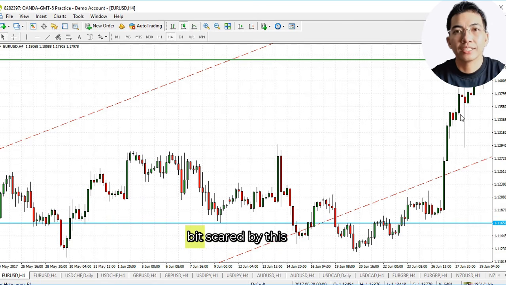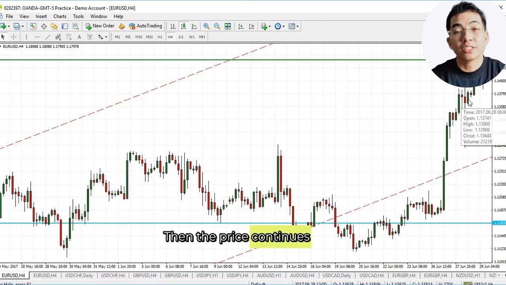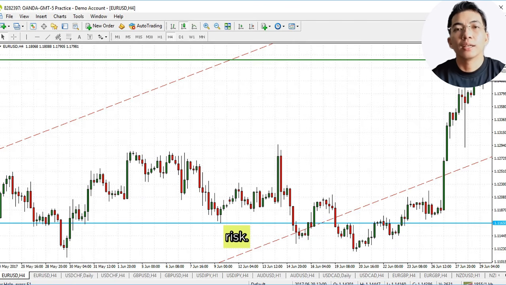I could be a bit scared by this candle. Probably it was a news that pushed the price down, but then it closes near the open, and actually this is another confirmation for me that buyers are strong on the market. Then the price continues to go higher and hits my take profit at 1.1435, giving me a reward that is almost 4 times my risk. So the trade has been successful. We haven't used any magic trick to analyze the market. We only used the chart and our brain, I would say.